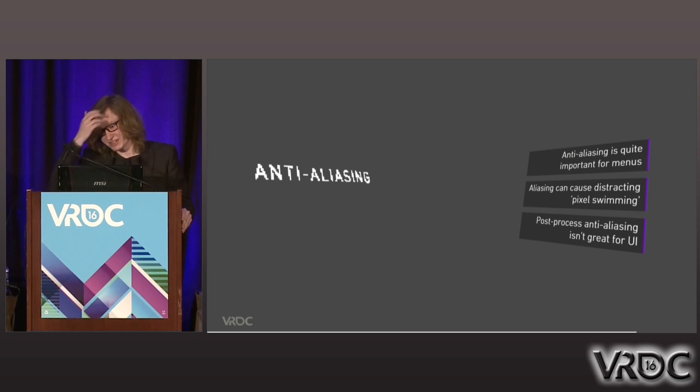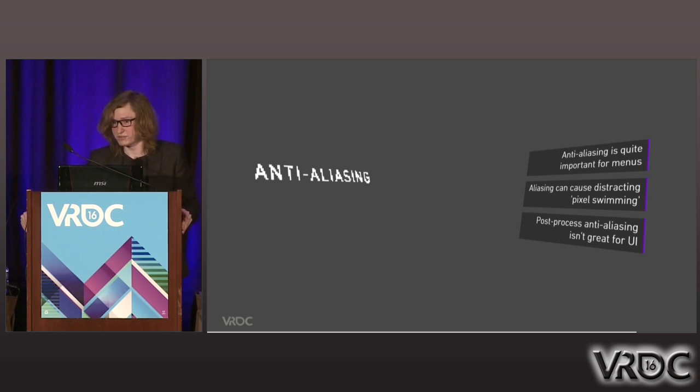So, anti-aliasing. We believe anti-aliasing is actually quite important for menus. So if you have a lot of aliasing in your menus, which can usually be quite abstract and very minimalistic, right? You can have this pixel swimming effect going on in the background when you are trying to actually explain something to the user, or if there's something that they're really focusing on.